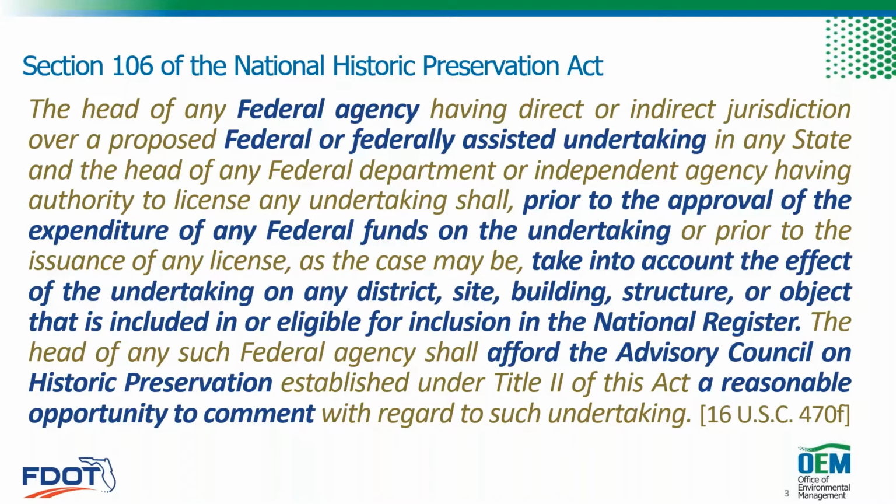So there is a lot of text on the next two slides, but I just want to focus on a few of the important bolded points. So this is the text from Section 106 of the National Historic Preservation Act. So this is the federal law. And we can see that Section 106 requires federal agencies to take into account the effects of their federal undertakings on historic properties prior to the expenditure of federal funds on the undertaking. Section 106 also requires federal agencies to give the Advisory Council on Historic Preservation, or the ACHP, a reasonable opportunity to comment on the undertaking and its effects.